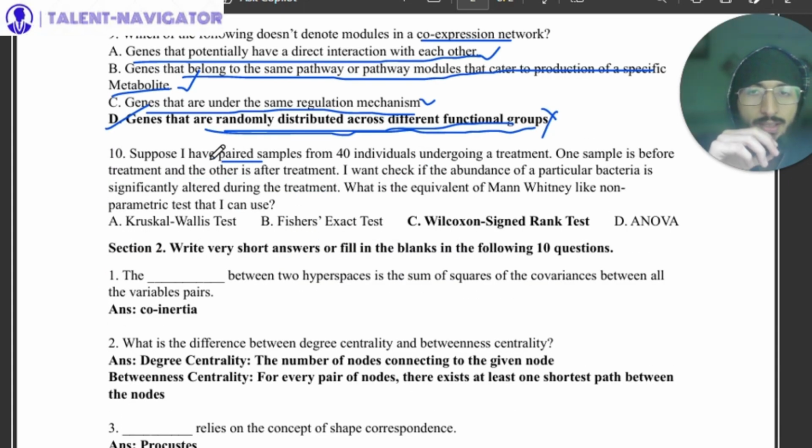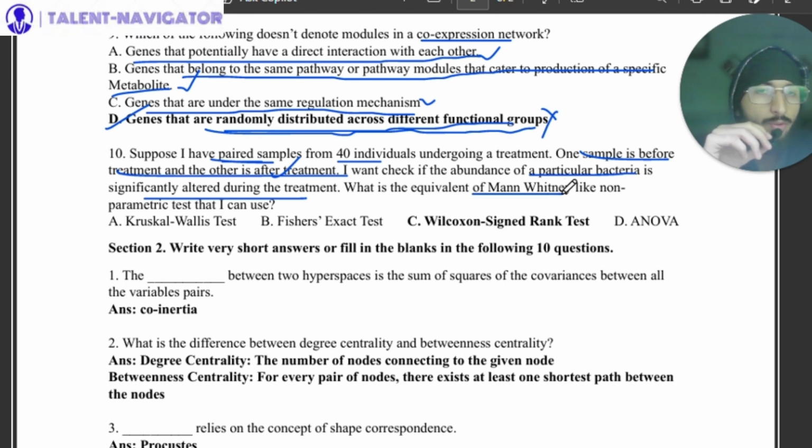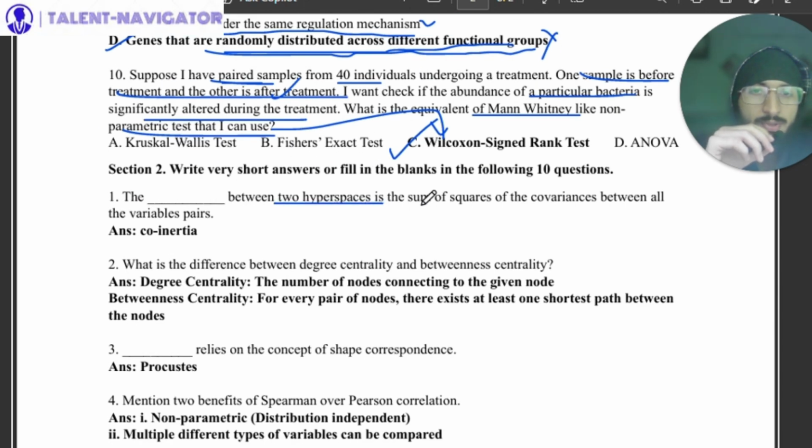Now, suppose I have paired samples. Okay, we have made it clear that we have paired samples from 40 individuals undergoing a treatment. One sample is before treatment and one sample is after the treatment, right? So that is paired. I want to check if the abundance of a particular bacteria is significantly altered during treatment. What is the equivalent of the Mann-Whitney-like non-parametric test that I can use? So that is Wilcoxon signed rank test. Now, the dash between two hyperspaces is the sum of squares of the covariances between all variable pairs. That is co-inertia. That is an important question.